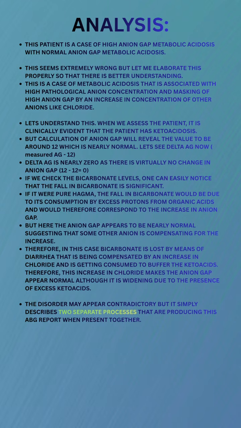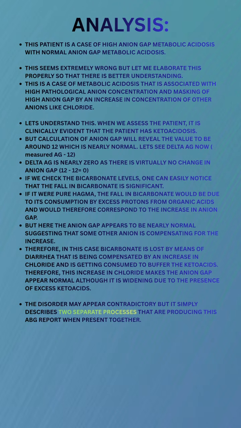Let's understand this now. So when we assess the patient, it is evident that the patient is having ketoacidosis, which is a high anion gap mechanism. But calculation of anion gap will reveal the value to be around 12, which is nearly normal. Now, if we see the delta AG here, it is nearly 0 because there is virtually no change.